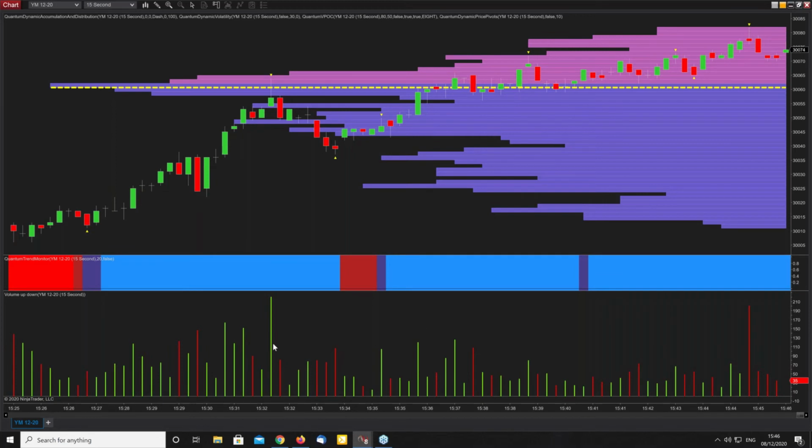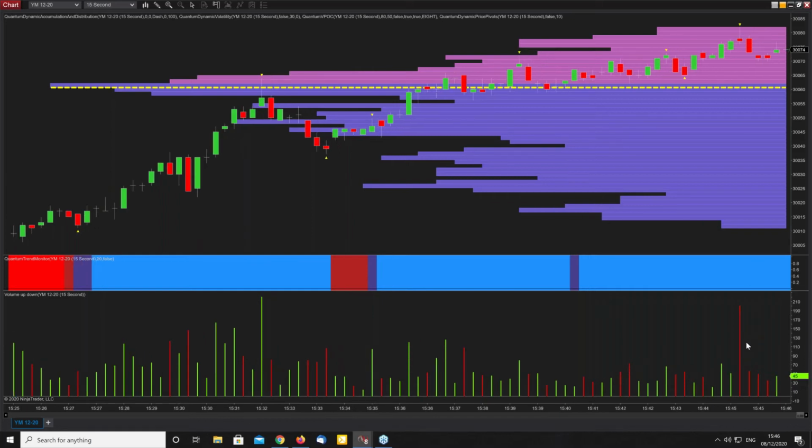You've got another example over here. Lots of volume, weak candle, up to the volume point of control, and it rolls over. It doesn't go far. It doesn't tell you how far this is going to go. What it does give you is the confidence to be able to read the next few candles.